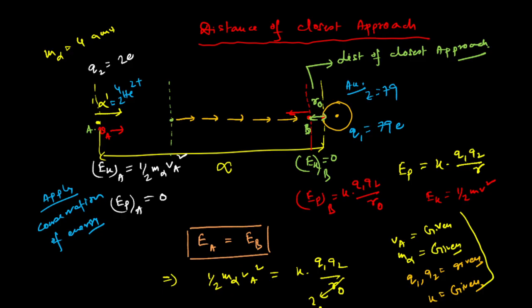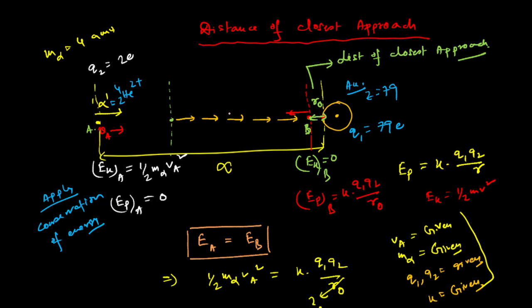Now let us look at the distance of closest approach. I already told you which alpha particle will come closest to the nucleus. The one that is getting deflected by 180 degrees. Right, so it will bounce back at 180 degrees.